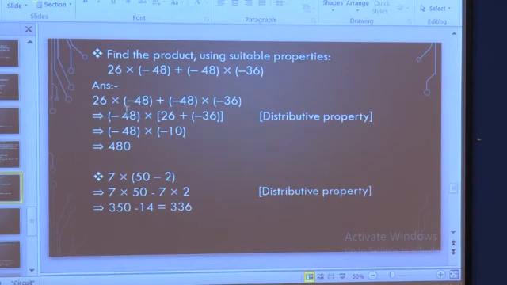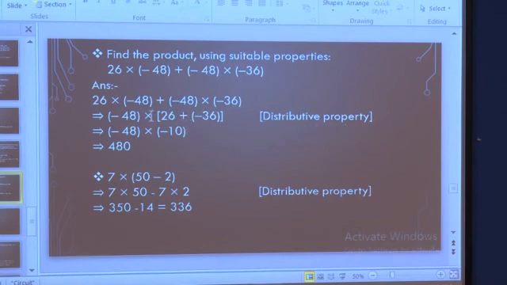26 multiplied by minus 48 plus minus 48 multiplied by minus 36. Here minus 48 we are taking as common outside the bracket, multiplied by what is left over, which is 26. So, we write 26 inside the bracket, and what is left over is minus 36. Because the operation is addition, I have written a plus sign and then minus 36. So, this is in my bracket. We are very familiar with the distributive property, and we are using this property.